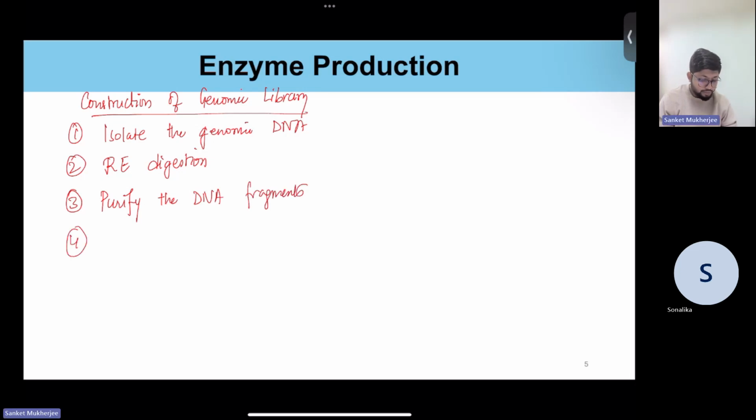And then we will clone these fragments into, let's say, a yeast artificial chromosome. This yeast artificial chromosome is especially used for eukaryotic systems. Let's say you are trying to get genes out of humans. The yeast artificial chromosome can incorporate large sizes. We will talk about all of this. So we will create a library of clones like this. Then we will go for transformation into yeast.